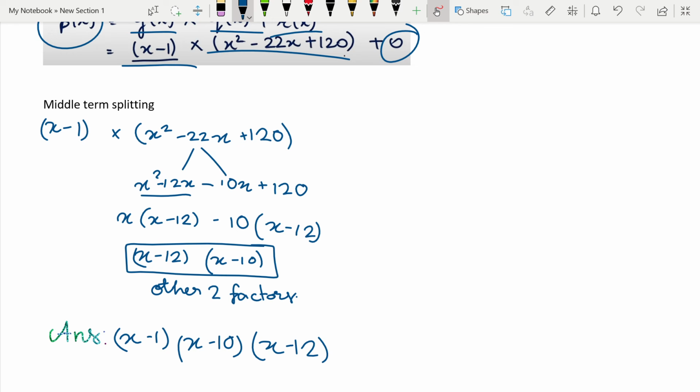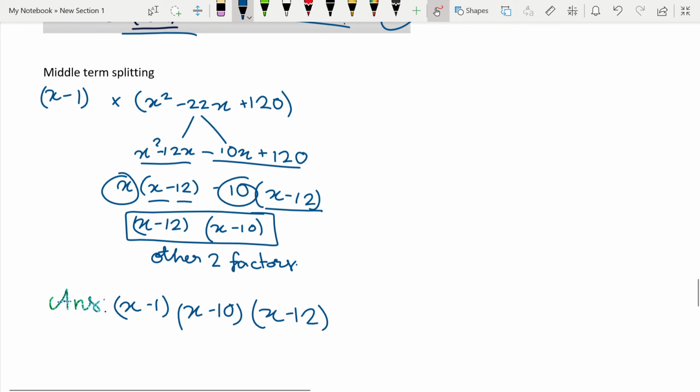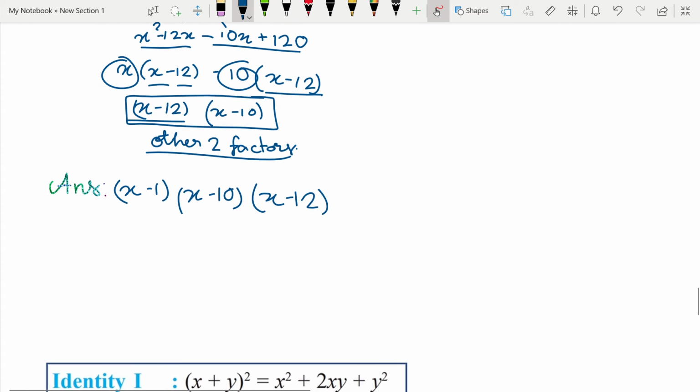Then plus 120. So now we are going to use regrouping terms, meaning we've got x as a common factor, then x minus 12 in the brackets, then we've got 10 as a common factor, and we've got x minus 12 in the brackets. So our answer is going to be x minus 12, because that's common, and x minus 10. So these are our other two factors, because remember we needed three factors. So what are our three factors? x minus 1, x minus 10, and x minus 12.